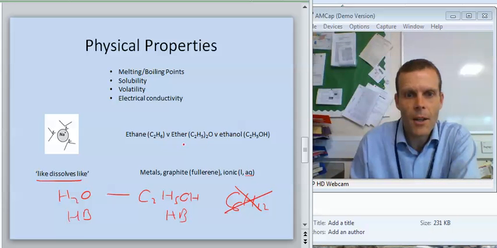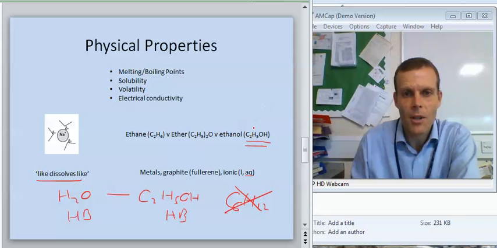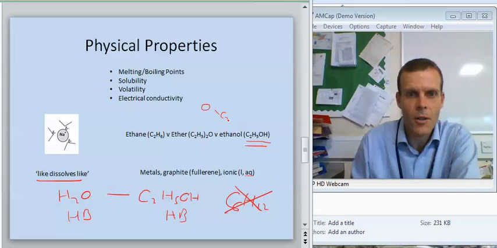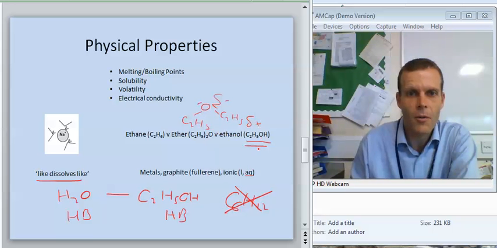It can have an impact on volatility. The stronger the intermolecular forces, the less easy it is for some of the particles to escape as a vapor. Something like ethane is already going to be a gas at room temperature, but ether very readily forms a vapor, because its intermolecular forces consist of dipole-dipole. This end of the molecule is slightly negative, this end slightly positive.